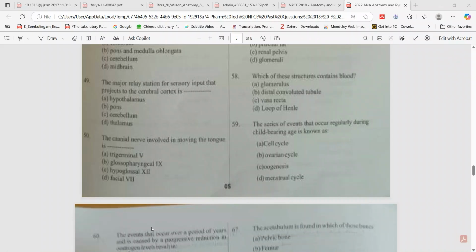Glosso means tongue. So it's going to be between glossopharyngeal and hypoglossal, but actually it's the hypoglossal nerve, cranial nerve 12. Glosso means tongue. Let me show you.